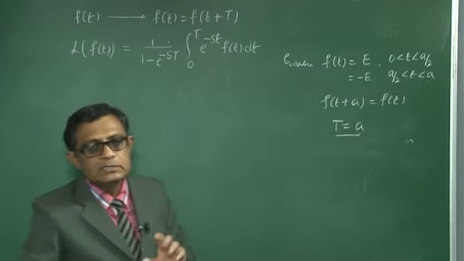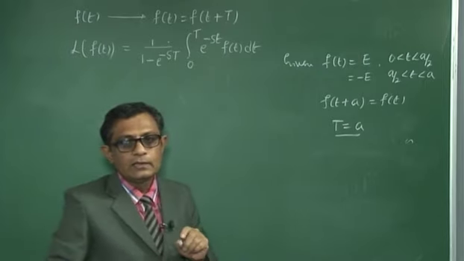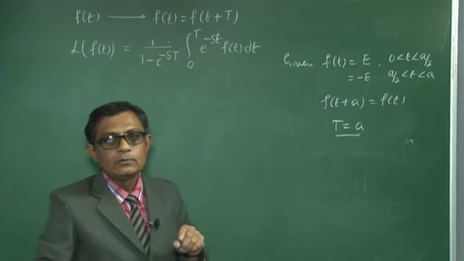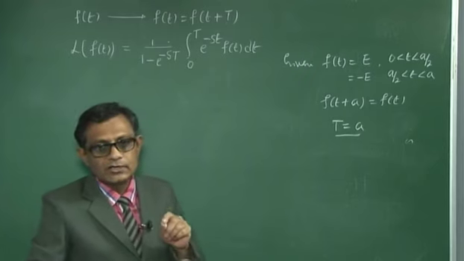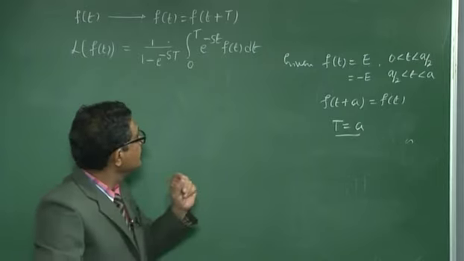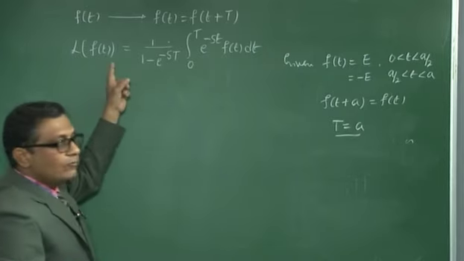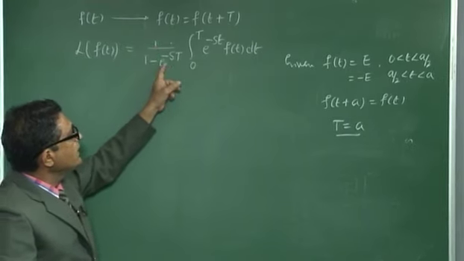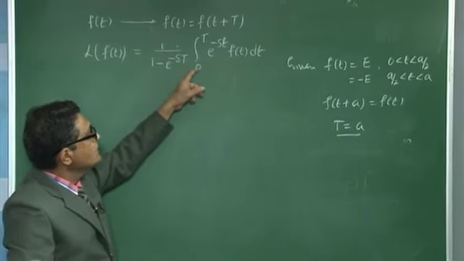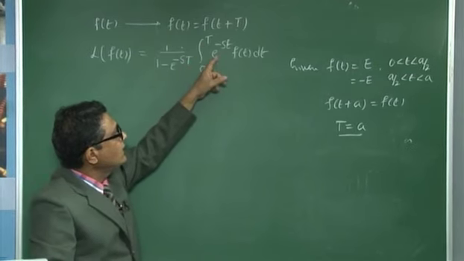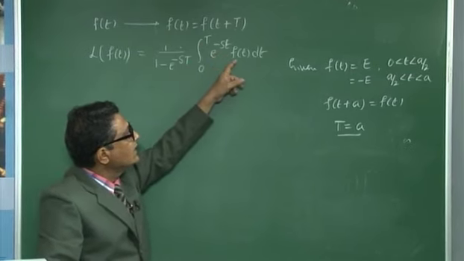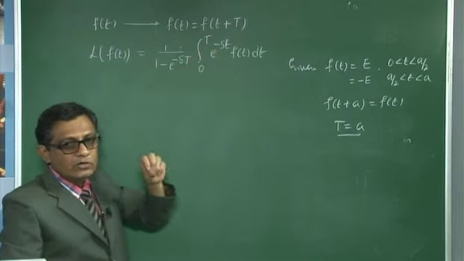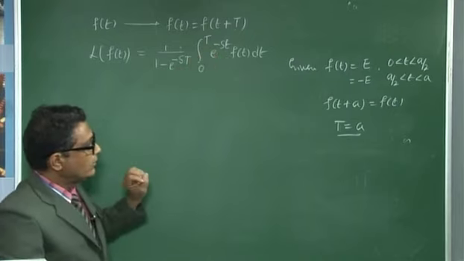That means you have to use the Laplace transform of periodic function formula. What is that formula? L of f of t equal to 1 divided by 1 minus e raised to minus sT, integration 0 to capital T of e raised to minus st f of t dt. This formula you have to use. How to do the problem?